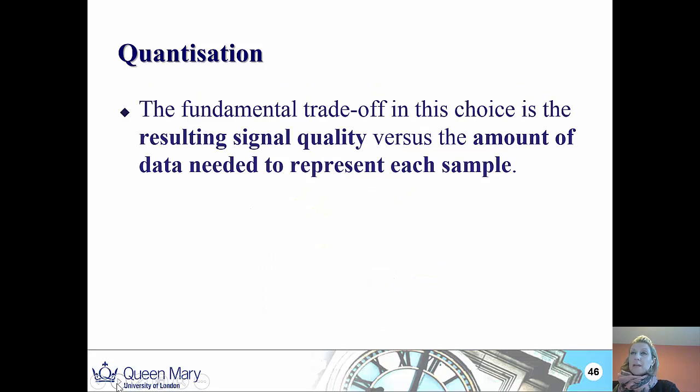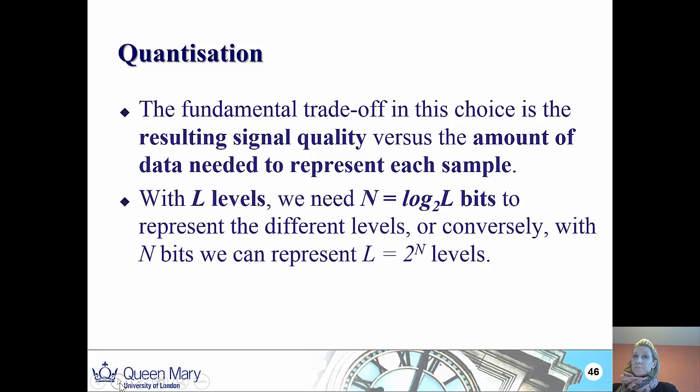So the trade-off in this situation is the resulting quality of the signal versus the amount of data used to represent each sample. If you have more signal levels, you'll have a higher quality signal, but there'll be more data which is actually needed to represent each sample. So there's a cost benefit here in the decision making process.